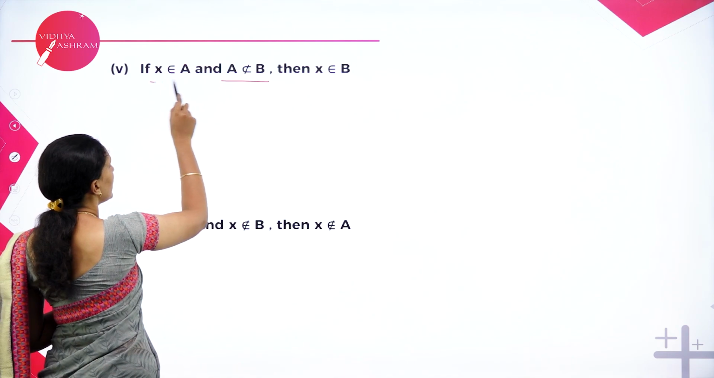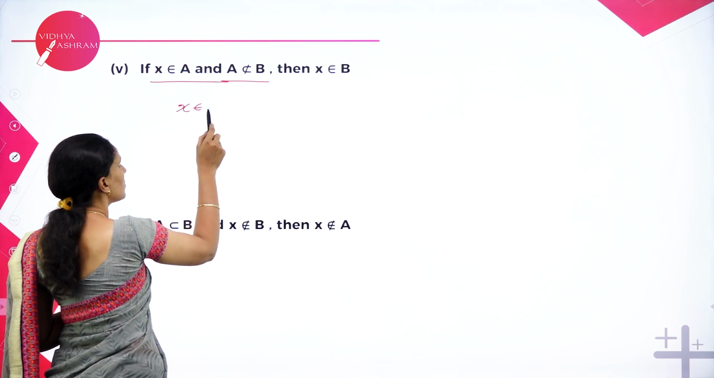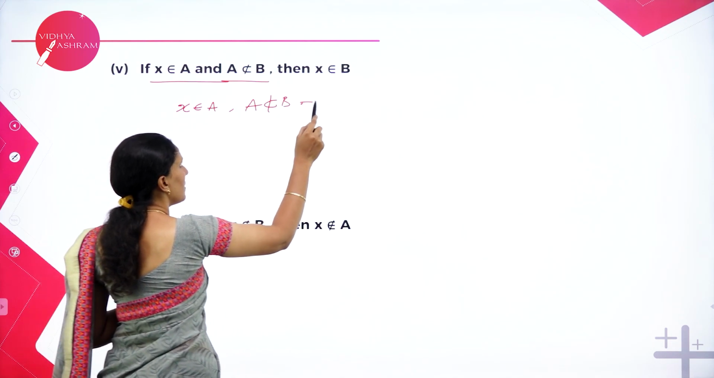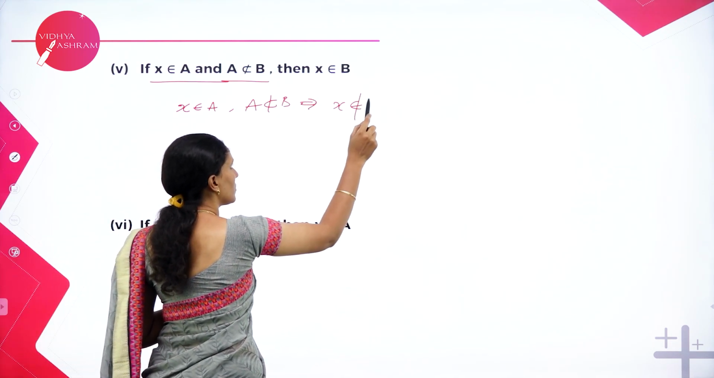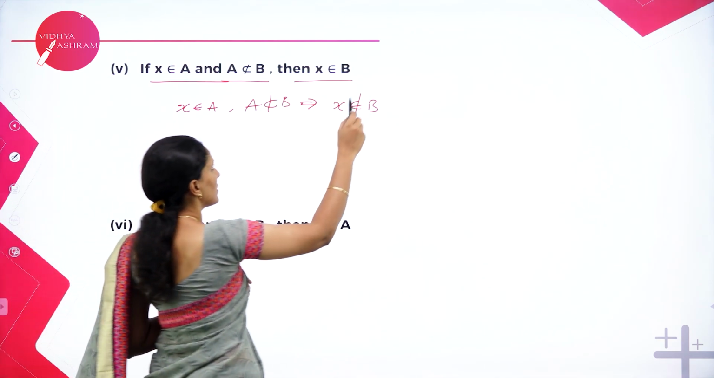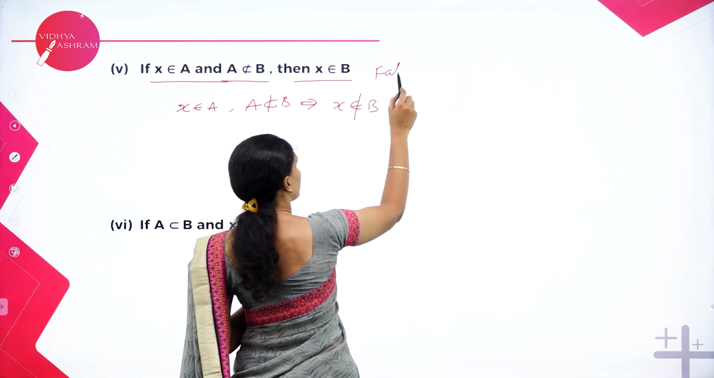So according to these two statements, if X belongs to A and A is not a subset of B, this implies X does not belong to B. But they have given X belongs to B. So therefore, this is a false statement.